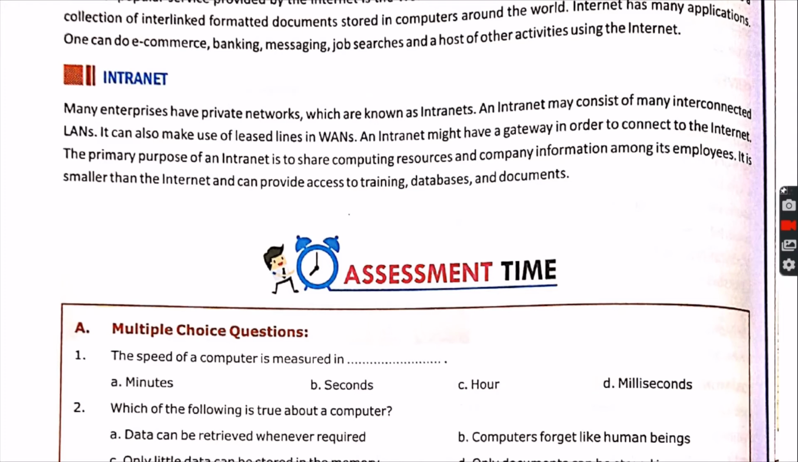The primary purpose of an intranet is to share computing resources and company information among its employees, as I have explained with the help of the bank employee and customer. It is smaller than the internet and can also provide access to training, database and documentation.